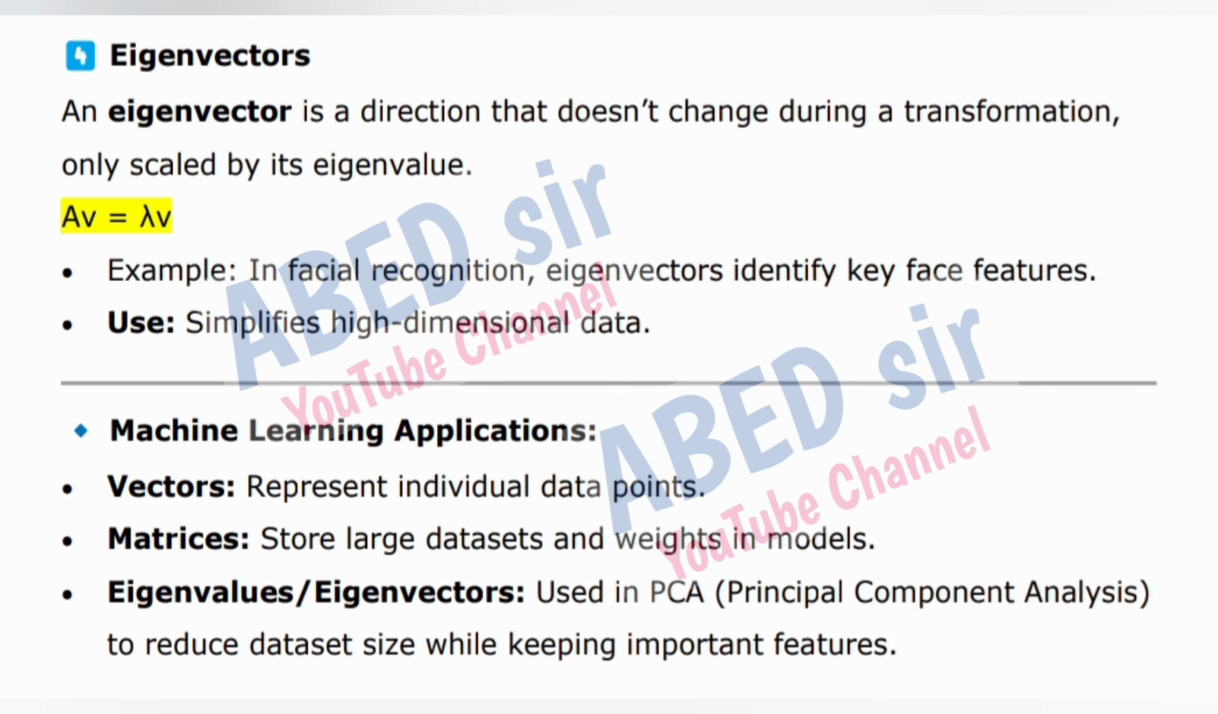Machine learning applications. Vectors represent individual data points. Matrices store large datasets and weights in models. Eigenvalues and eigenvectors are used in PCA, principal component analysis, to reduce dataset size while keeping important features.